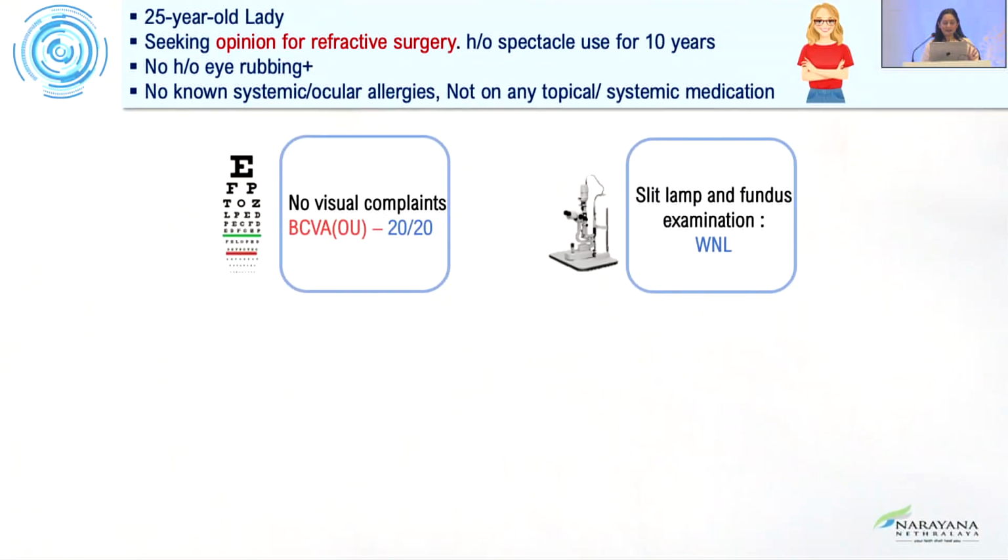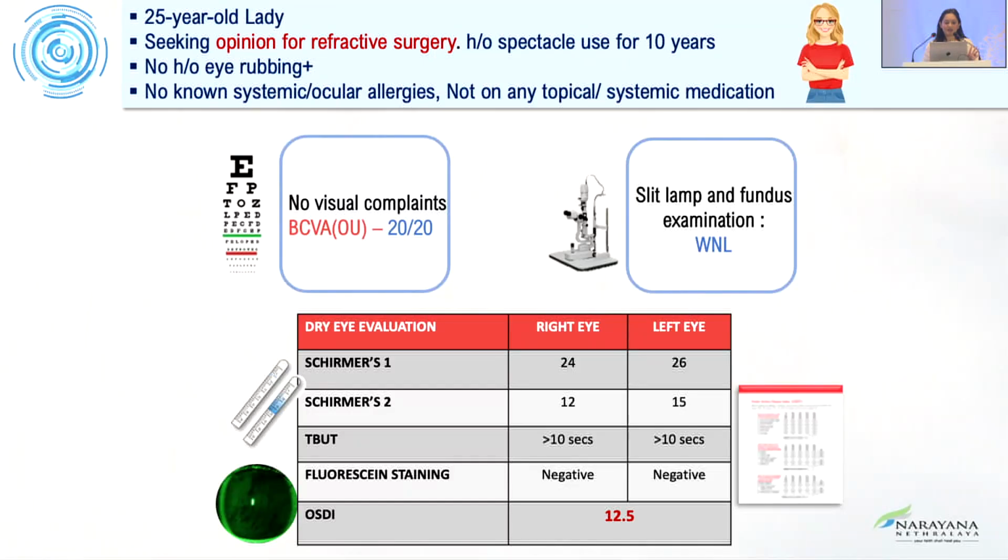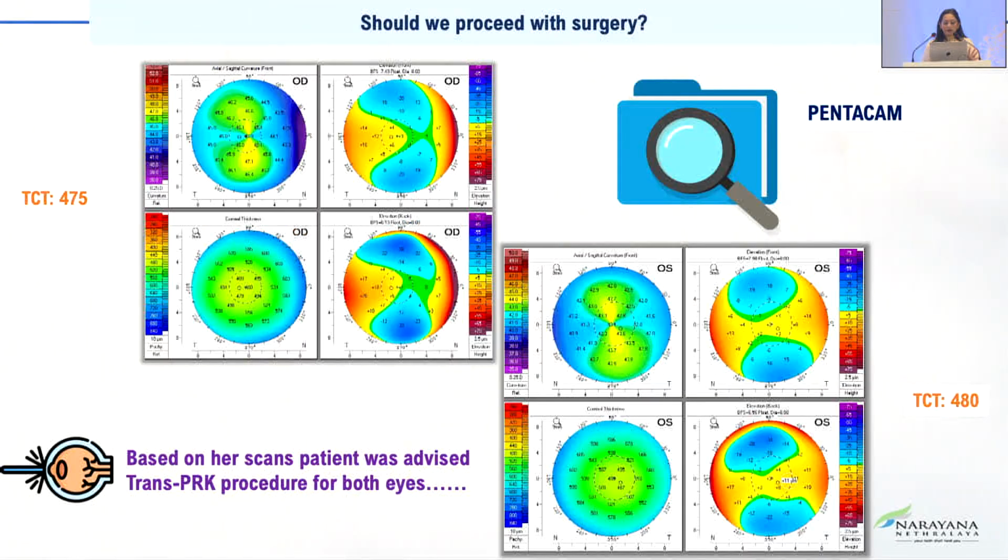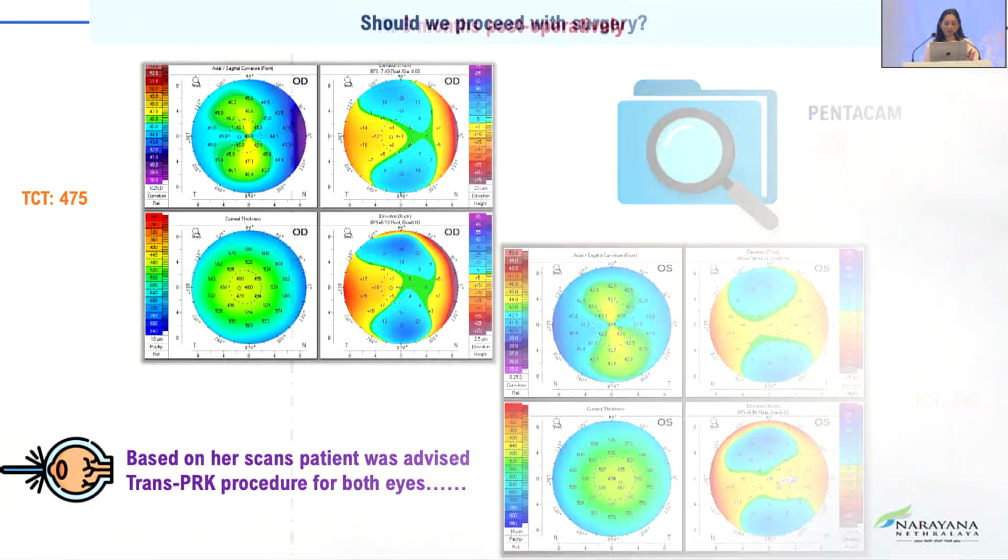So let's see this case example. This is a lady who came for refractive surgery. Everything looked fine. The dry eye examination was normal. The topography showed a corneal thickness of 480 and 475, so it was a little on the borderline side. So we decided to go ahead and do a trans-PRK surgery for this patient.